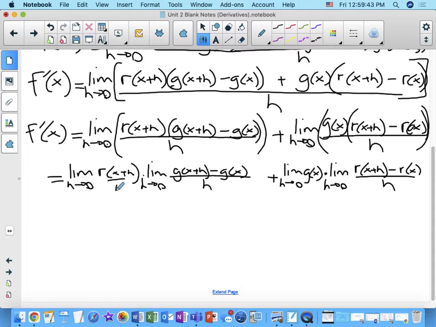All right, now what we can do is here, we can plug in a 0 for h, because there's no h in the denominator here. So if I plug in a 0 for h, I'm just going to get r of x plus 0, which is fine, times, well, this is g prime of x.